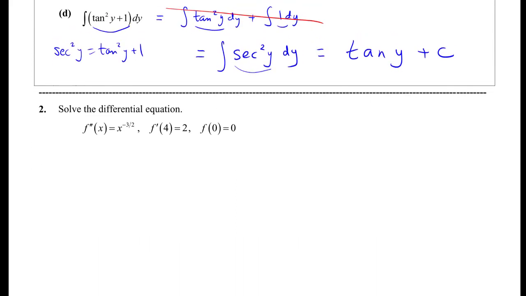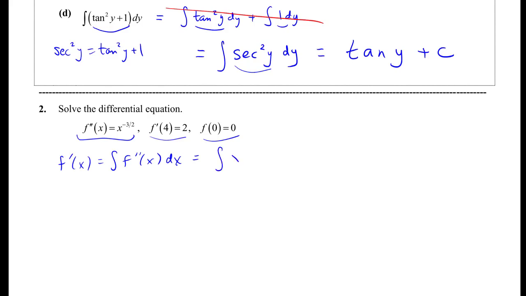Okay, let's do another one of these differential equation problems where basically we're starting with derivatives and going to the original function. So again, we're starting with a second derivative, but we're also given some values that are going to help us. So to get the first derivative, I would integrate the second derivative. That would mean integrating x to the minus 3/2 dx. Okay, that doesn't seem too bad.